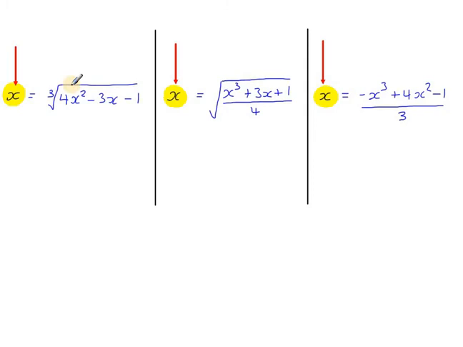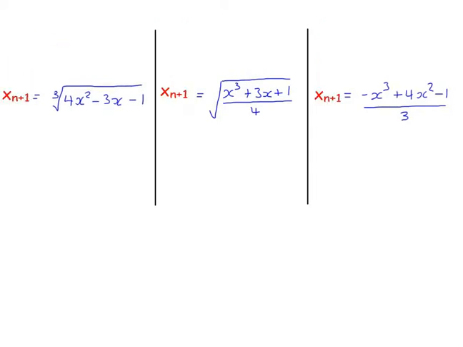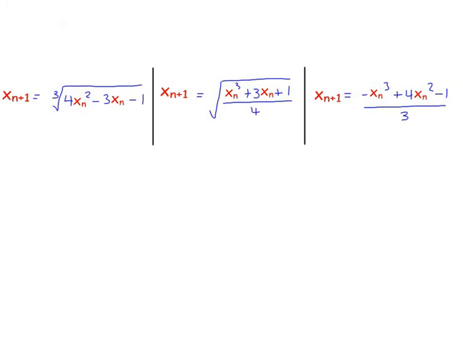Now the x, which is on the left hand side in each of these equations, we have to replace with x sub n plus 1. The n plus 1 is a subscript. Okay, so that's done. We now replace every instance of x on the right hand side of each equation with x sub n, like this. And these are called our iteration formulae.